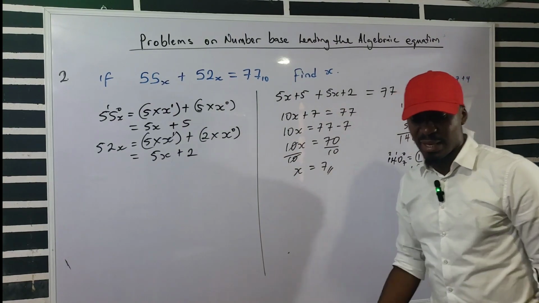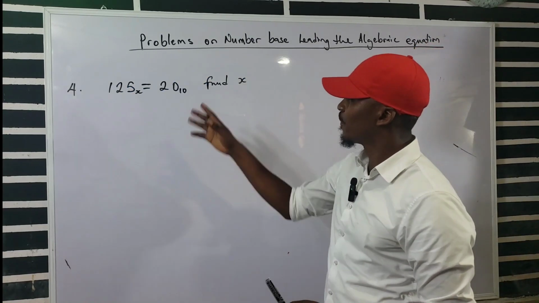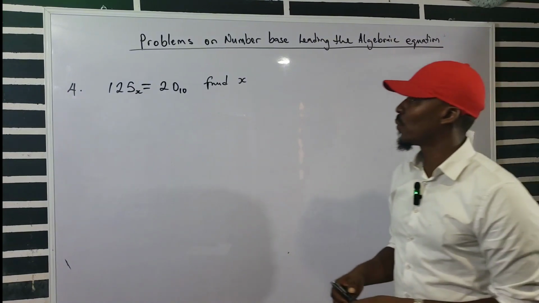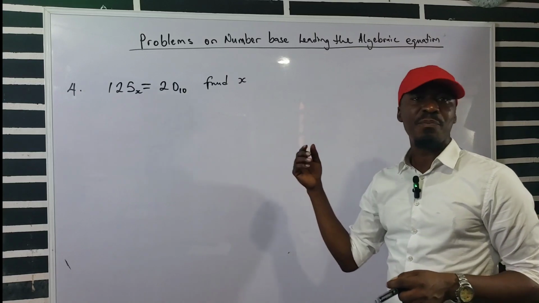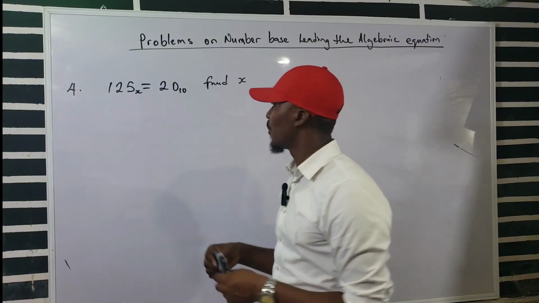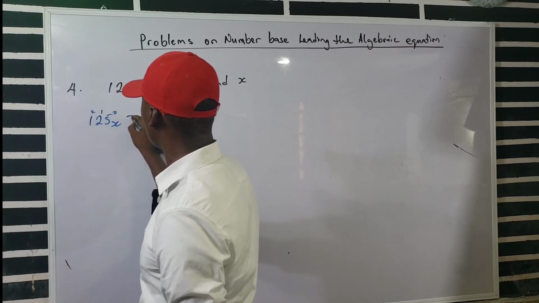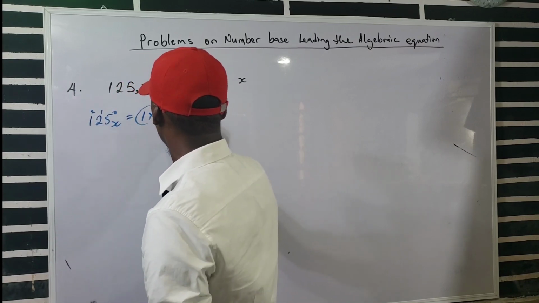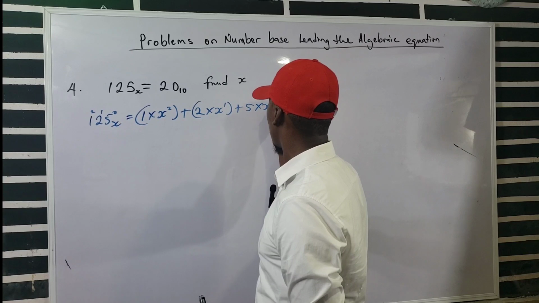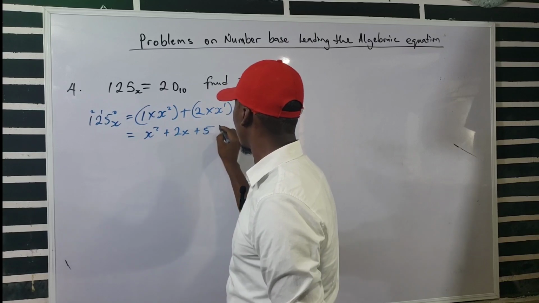So let's look at another example on this. Here we have 125 in base x equals 20 in base 10, that's 20. So the same thing I said, if they are of different bases, you convert to base 10 and solve for your unknown value. So 125 in base x, positions 0, 1, 2, will give us 1 times x squared plus 2 times x raised to power 1 plus 5 times x raised to power 0. So that will give us x squared plus 2x plus 5.